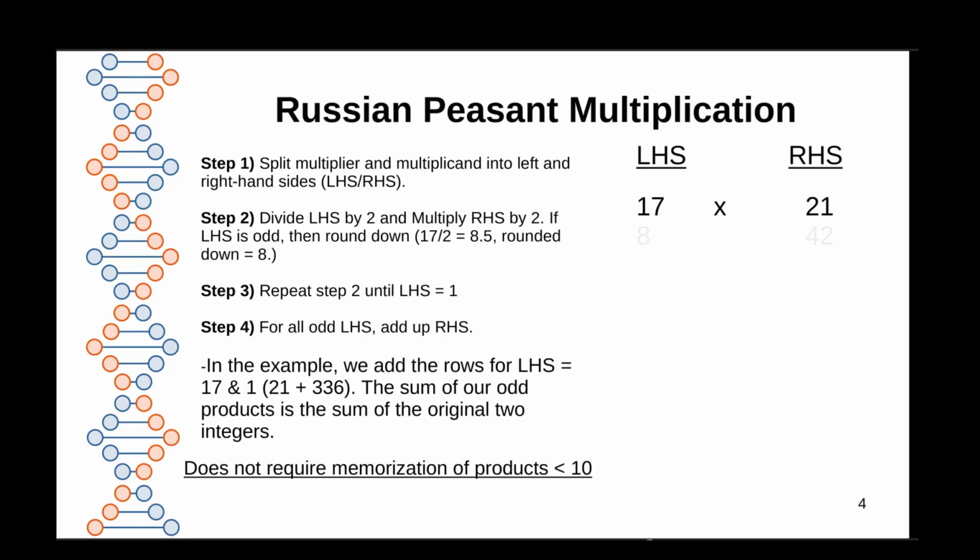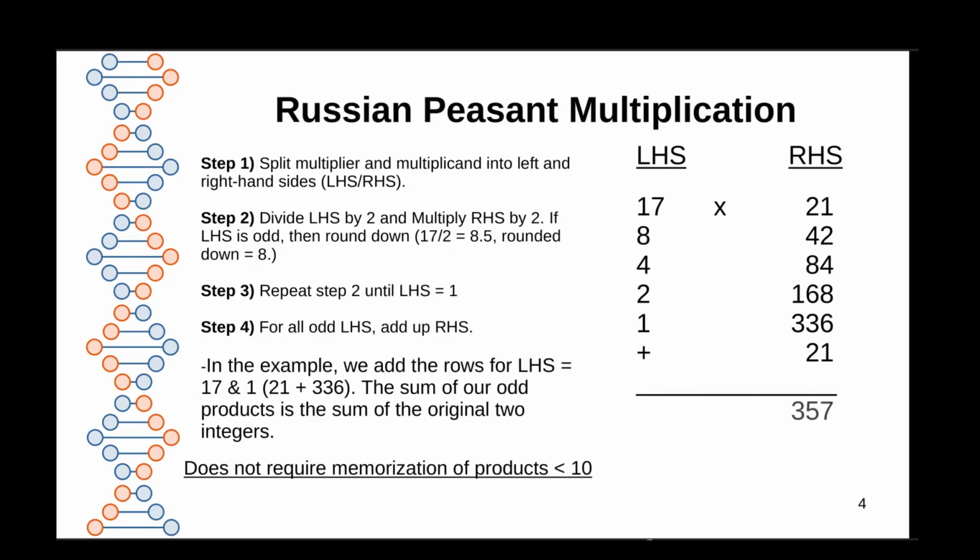On the left hand side, we divide by 2 and throw out the remainder. In our example, 17 becomes 8. The right hand side is doubled and step 2 is repeated until 1 is on the left hand side. For all odd numbers on the left hand side, we'll add the right hand side. In this case, the only odd left hand side numbers are 17 and 1. Therefore, we add 21 and 336 to get a correct product of 357.